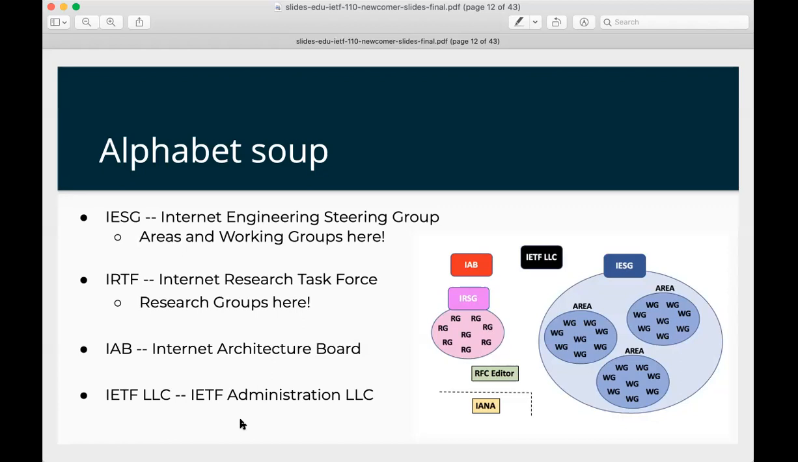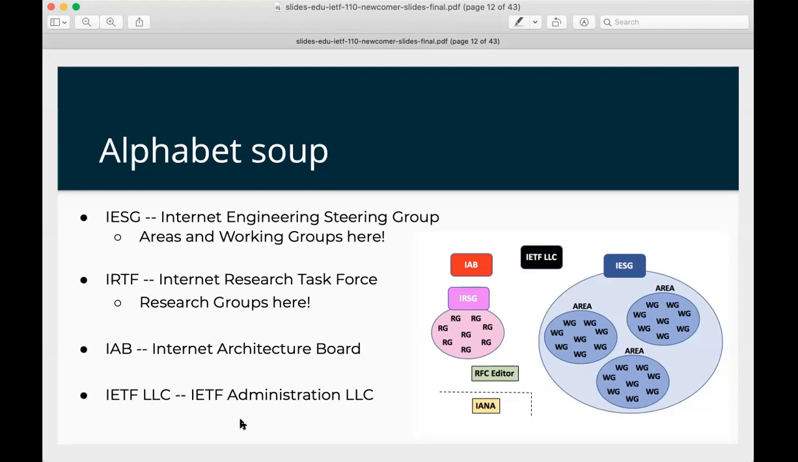The IRSG is made up of a group of people that manage the IRTF and all of the research groups inside of the IRTF. Often, and we'll talk about this a little later, some of them meet the same week as working groups in the IETF. Sometimes they meet at academic conferences to get that level of interaction with the researchers. We'll talk a little bit more about that later.